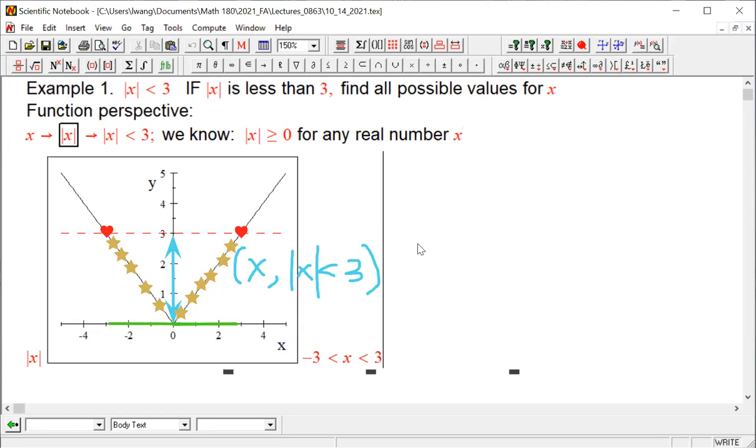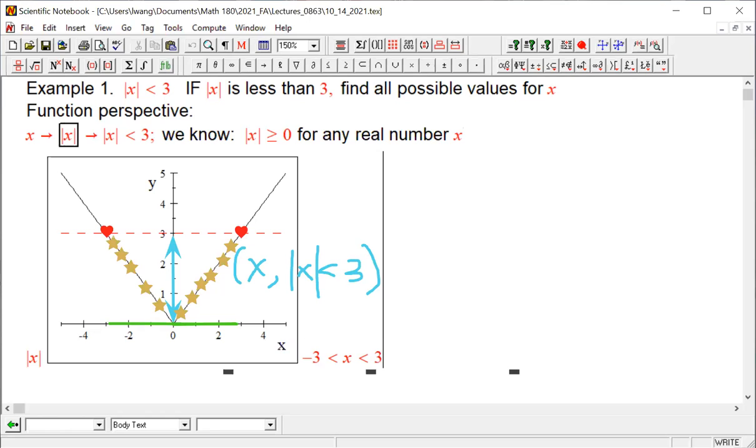Some people just look at the number line, right? Just look at the number line, no problem. But if you see it from the function's perspective, that's the implication. Okay, now, let's look at another example.